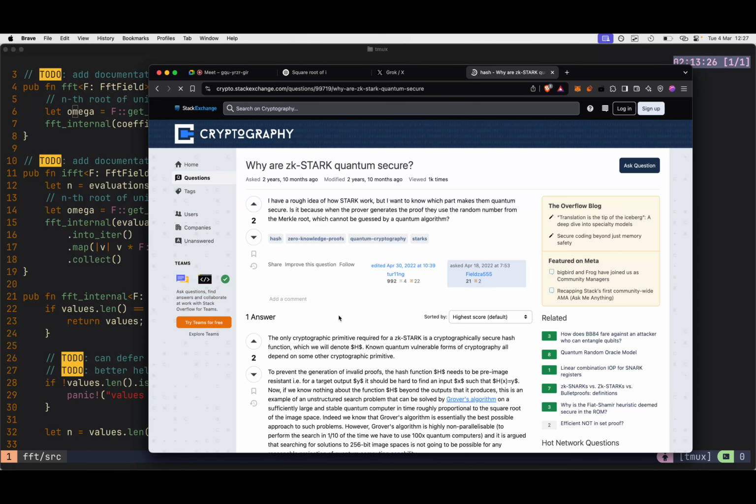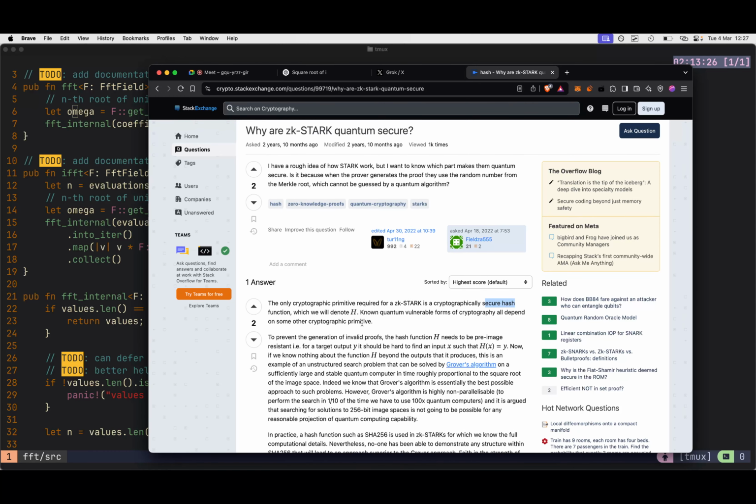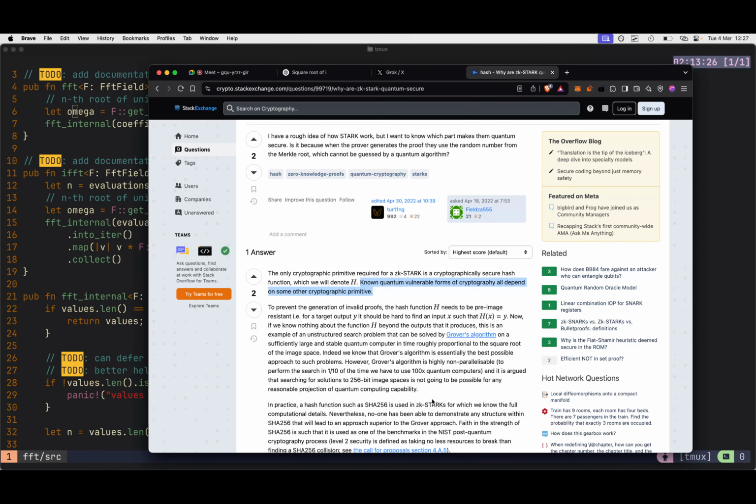Okay. Yes. So the only cryptographic primitive is a cryptographically secure hash function, which we denote as H. Non-quantum-vulnerable forms of cryptography all depend on some other cryptographic primitives. I think you gave a clue: quantum secure. It's not parallelizable.